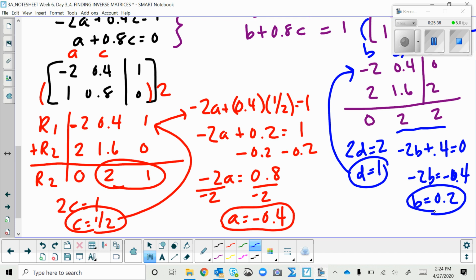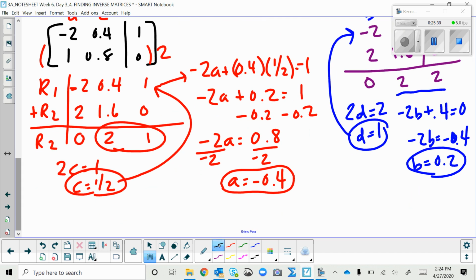So my final answer is the inverse matrix of G is A is negative 0.4, B is 0.2, C is 1/2 or 0.5, and D is 1.